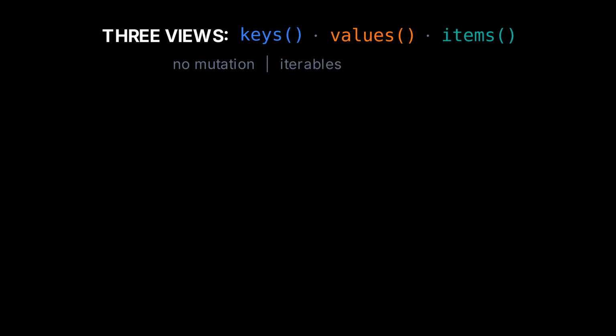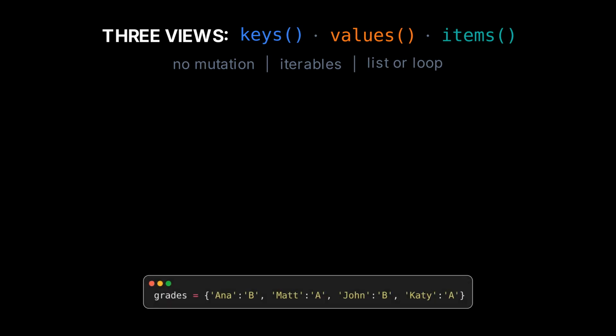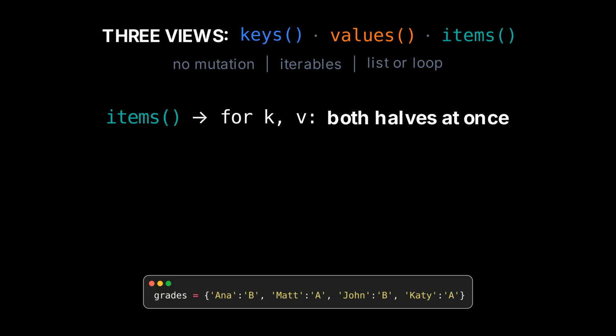So there are your three windows into a dictionary. The keys, values, and items methods change nothing, and each returns an iterable you can cast to a list or loop over directly. Items is the one to reach for most often because unpacking k and v in the loop header hands you both halves of every entry at once.